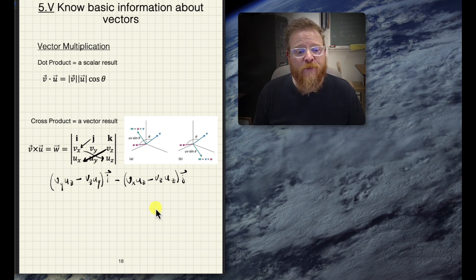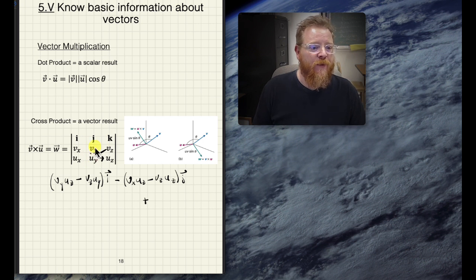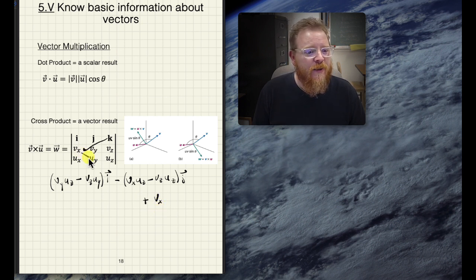And then finally for unit vector K, we add that one. And so I'm going to get rid of these now. And now unit vector K, we're going to start here. And for unit vector K, I'm going to travel all the way over to Vx. And now that's going to be Vx multiplied by Uy minus Vy multiplied by Ux. And that's all times unit vector K.